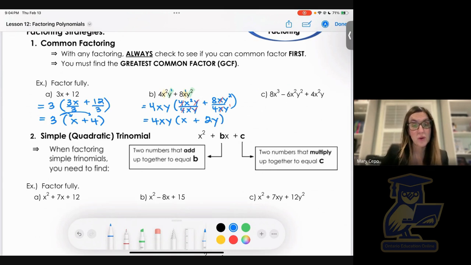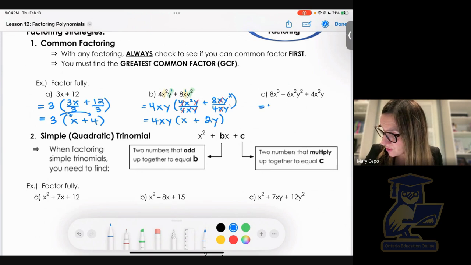You will quickly know whether you came up with the greatest common factor or not. If inside your bracket there is still something common, you did not come up with the greatest common factor. You might have come up with a common factor, but not the greatest. So looking at C, we're looking at the numerical coefficients first. What is the greatest common factor that I can divide out of 8, 6, and 4? In that case, it would be 2.